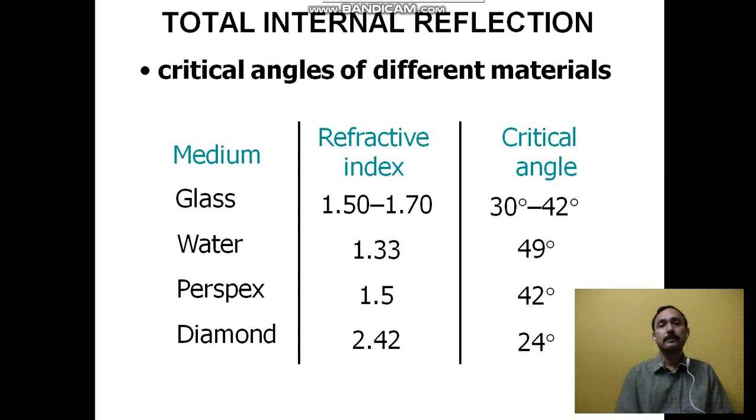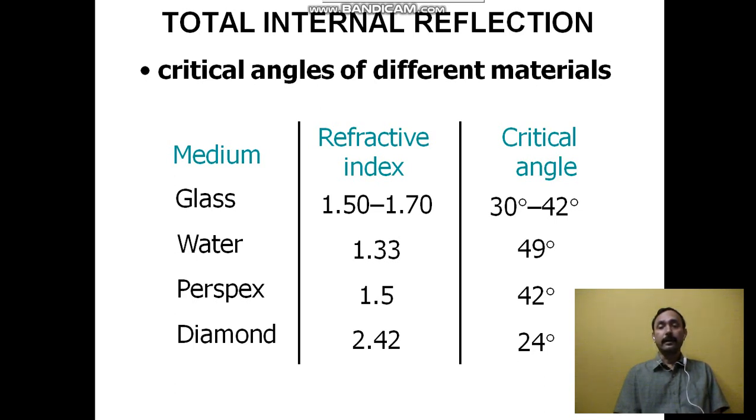Now some data for total internal reflection: critical angles of different materials. For glass, the refractive index varies from 1.50 to 1.70 and the critical angle is 30 degrees to 42 degrees with respect to air. Water has a refractive index of 1.33 and a critical angle of 49 degrees, also with respect to air.